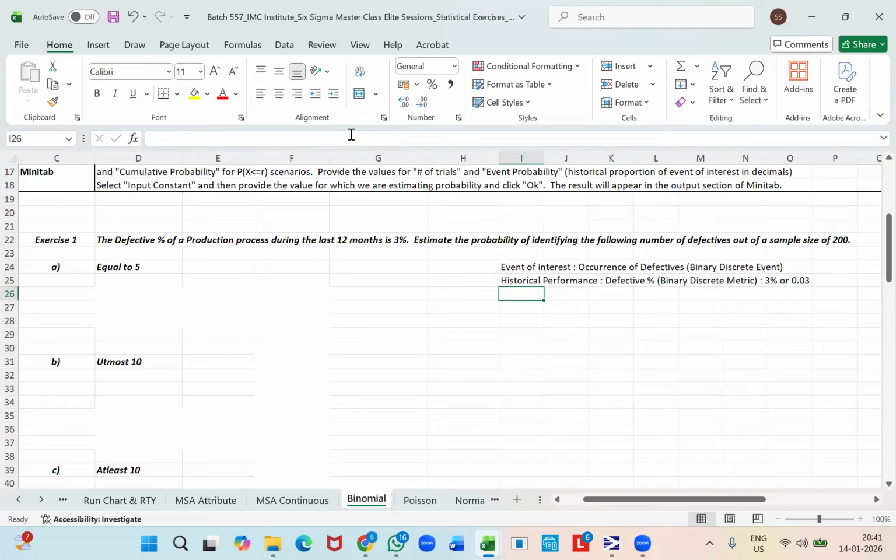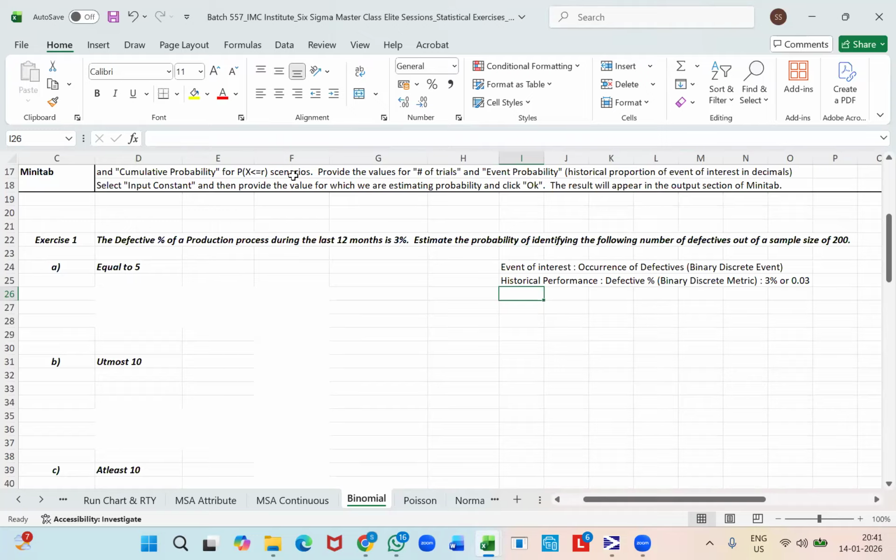Historical performance metric is also a binary discrete metric, and hence we need to apply binomial distribution logic to solve this exercise. So this is how we would need to identify the relevant probability distribution logic to solve a given case scenario. Now let us look at the first section.